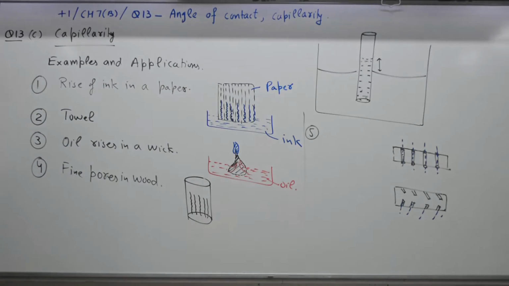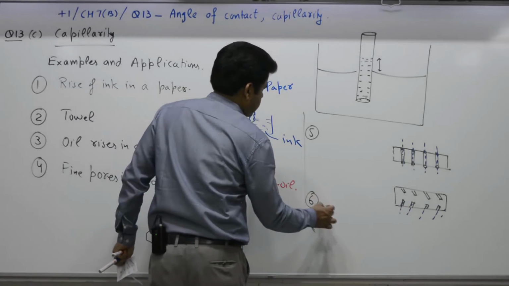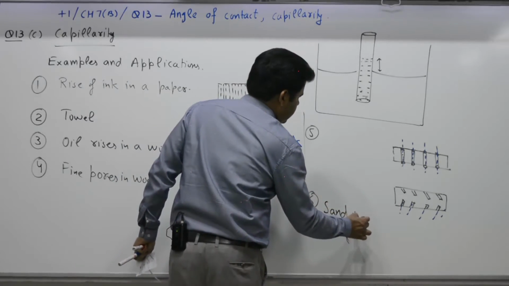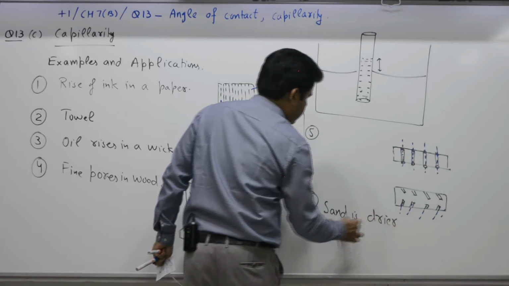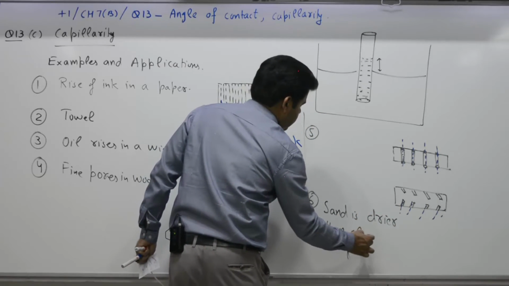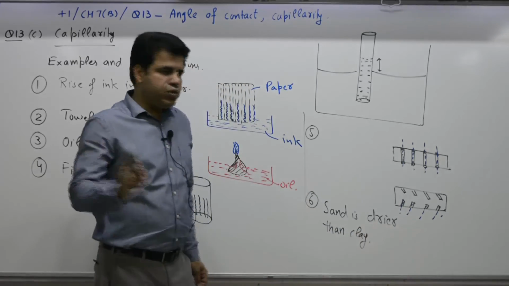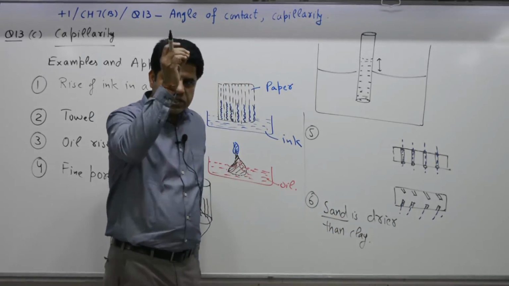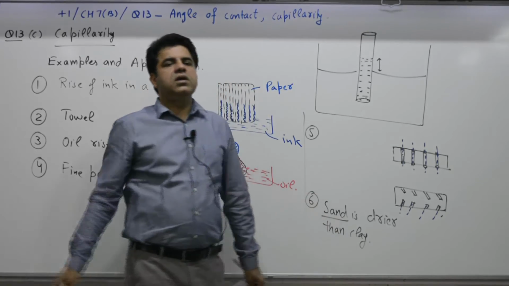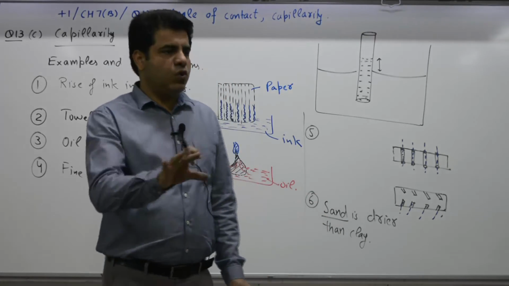Fifth. Last point, sixth. Sand is drier soil than clay. This is because holes between the sand particles are not so fine as compared to that of clay as to draw water by capillary action. Sand is drier than clay. Why? Because you don't have fine capillary action in the sand so that water can move up. So there is no fine hole.